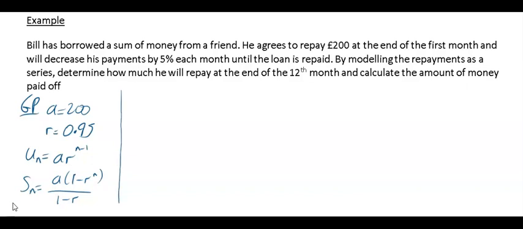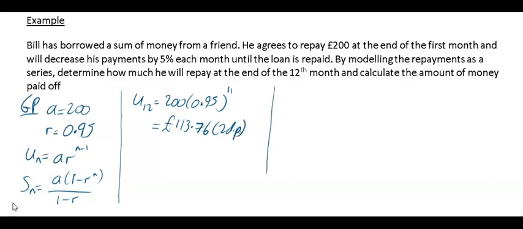We can get cracking. It says how much will he repay at the end of the 12th month. So first thing we're looking for is U12. So U12 is just going to be equal to 200 times the 0.95, and the 0.95 is to the power of n minus 1, so 12 minus 1, which is just going to be 11. And if you do that on your calculator, 200 times 0.95 to the power of 11, you will get £113.76, and that's to 2 decimal places.